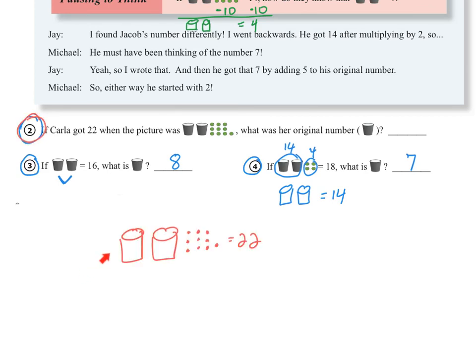Okay, I rewrote Carla's problem right here. 2 buckets plus 10 more is equal to 22. And what was her original number? Well, I know that this is 10, right? So the other part of my 22 is going to be 12, and that's going to be in those 2 buckets. So that means that each bucket needs to be 6. So her original number is 6.